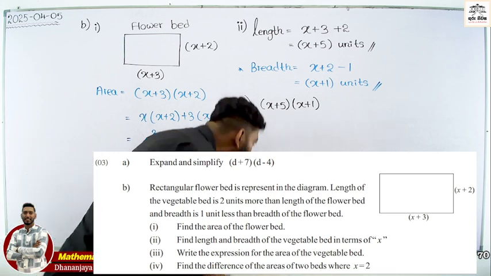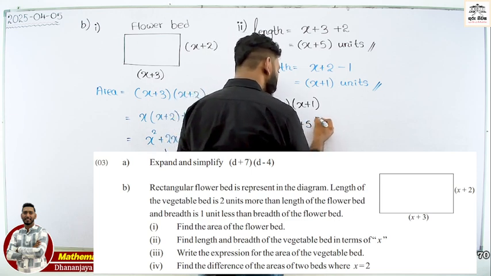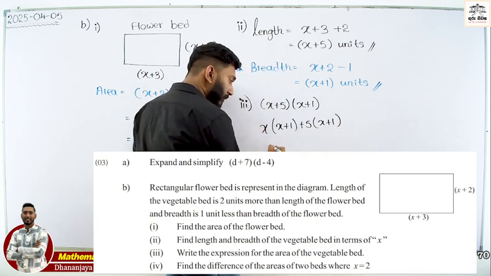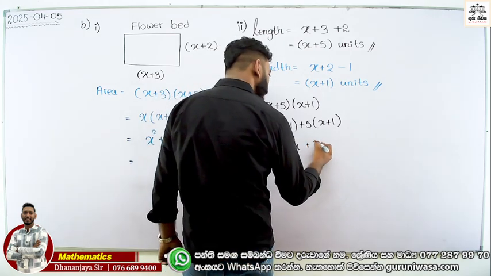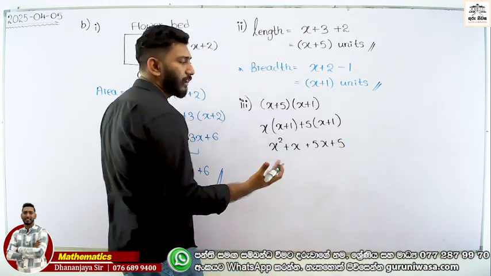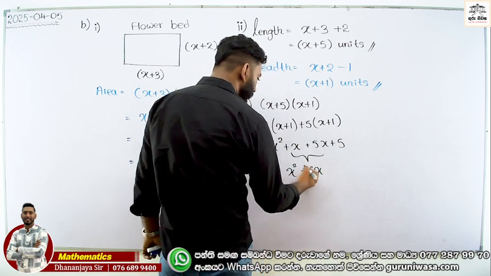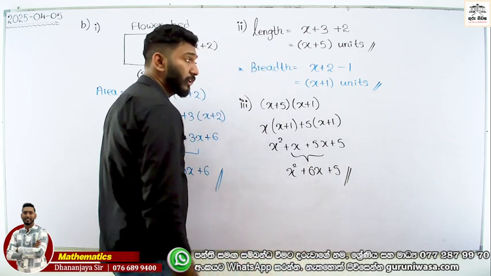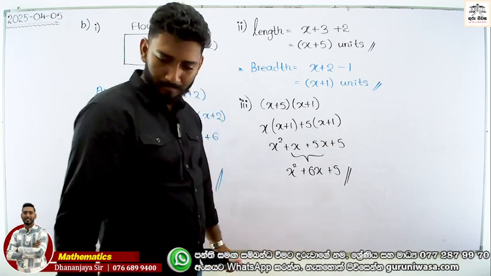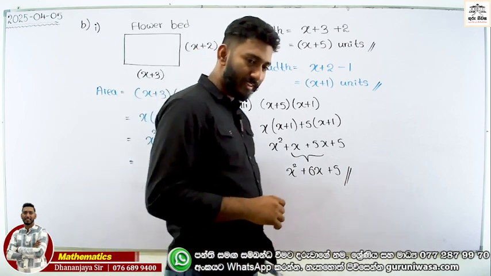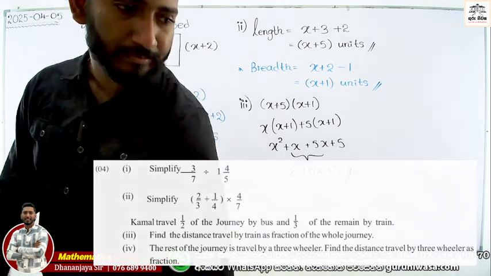Now it's easy. I'm going to discuss it. x times x plus 1 and plus 5 into x plus 1. Now x into x becomes x squared, plus x into 1 is 1x, 5x, plus 5. All terms become plus, right? Now the middle term is 6x. It should be a plus. Now this is the area of the vegetable bed, and this is the area of the flower bed. Is it correct, everyone? Correct. Very good. Super.